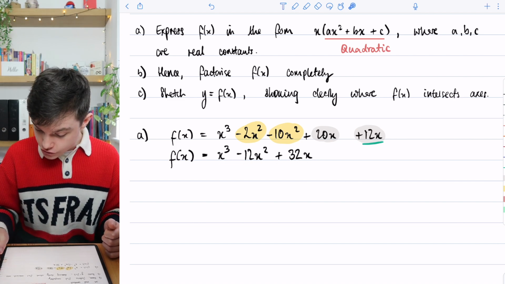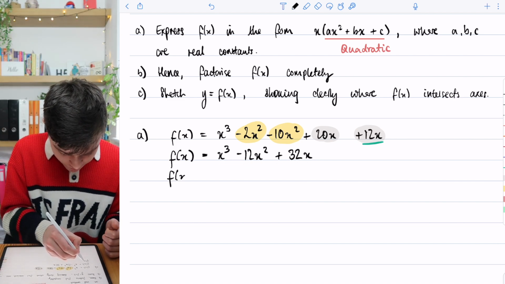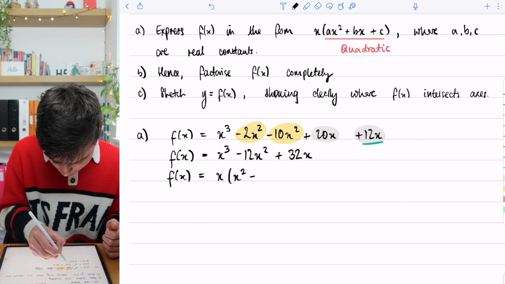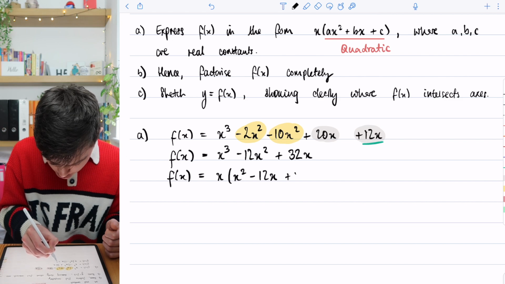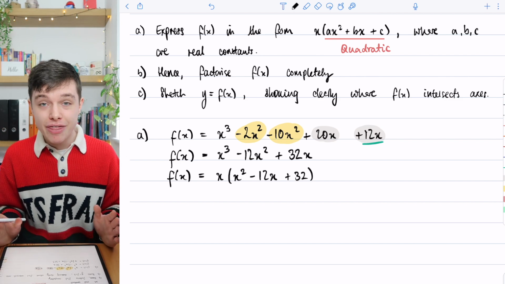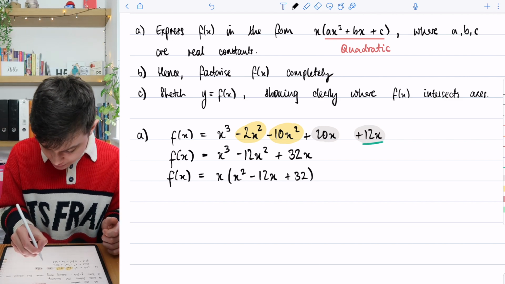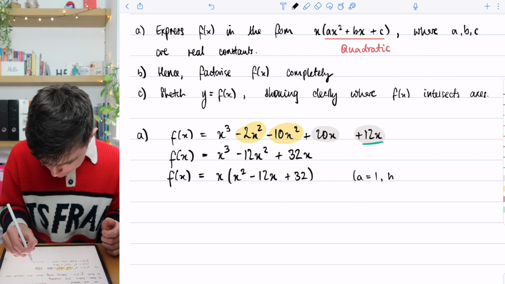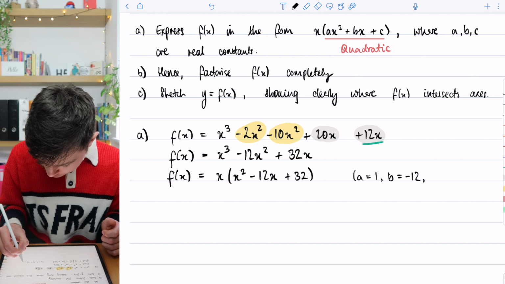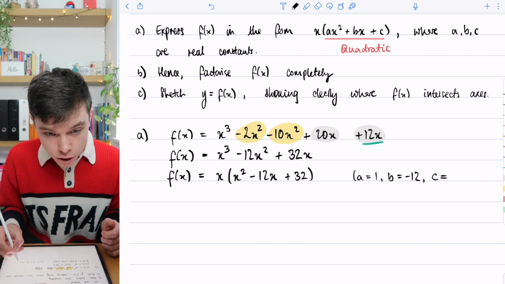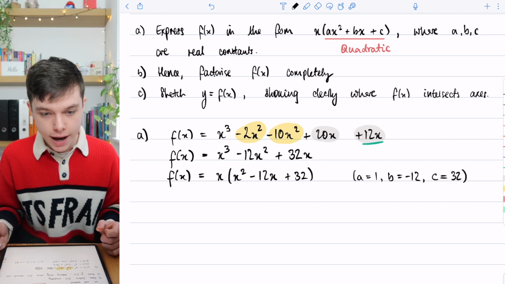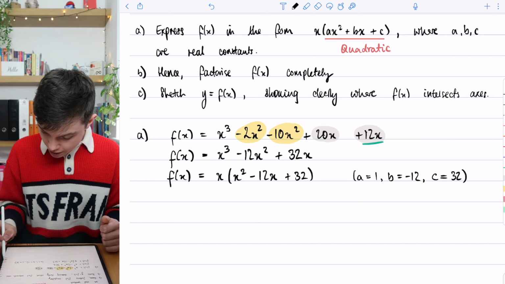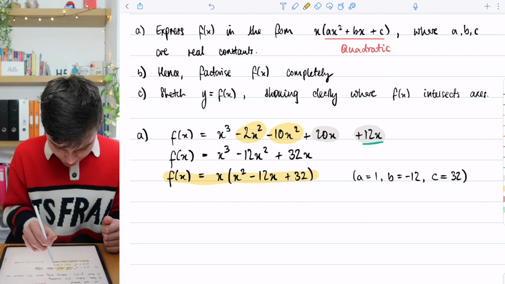Yes, we can. So that will tell me f of x is equal to, take an x out, we'll have x squared minus 12x plus 32. And that is the form that we wanted. We can say a is equal to 1, b is equal to minus 12, and c is equal to 32. Okay, just checking that that is correct. So that is our answer for part A.